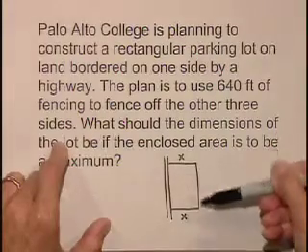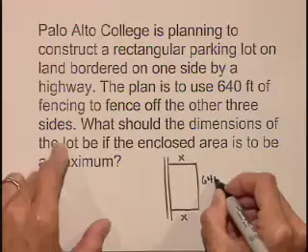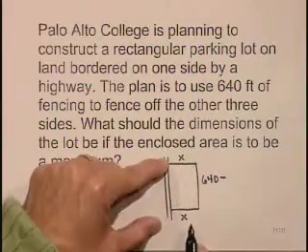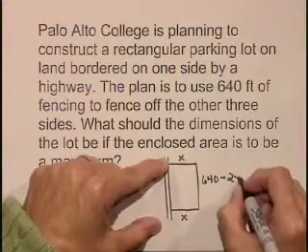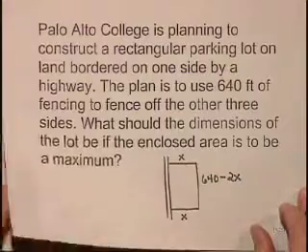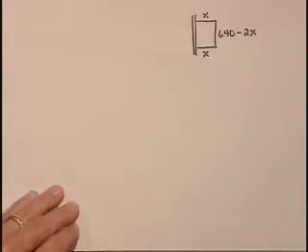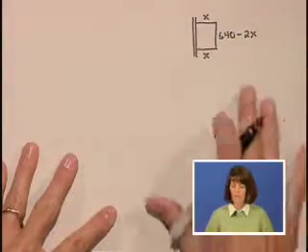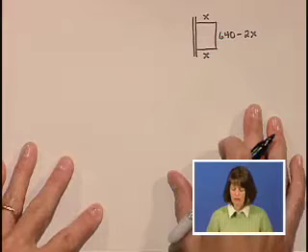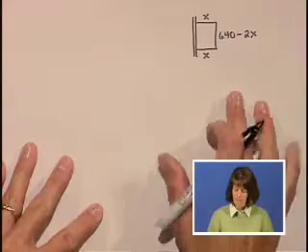That leaves our other dimension, the length, as 640 minus what we used for those two sides, or 640 minus 2x. Let's see if we can write an equation. Here's our picture. X is the width. 640 minus 2x is the length. And we want to maximize that area.